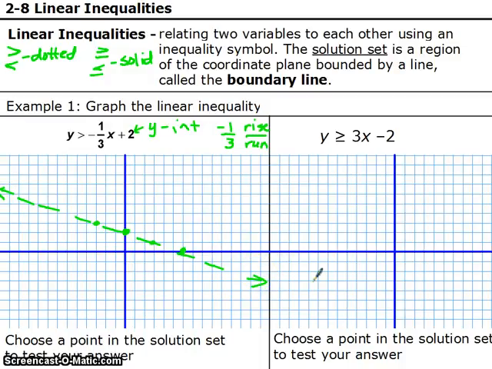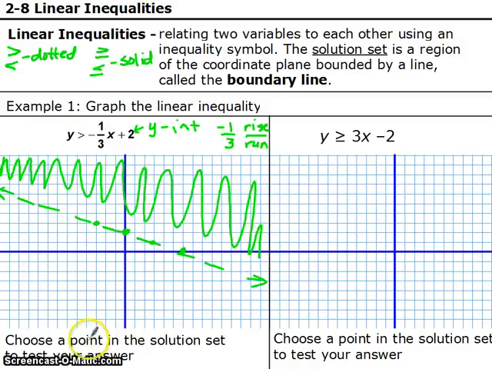All right, and then we have to shade. We're going to shade above the line when it's greater than, and we're going to shade below the line when it's less than. So y is greater than, so above the line would be all of this up here. Shade all of that.